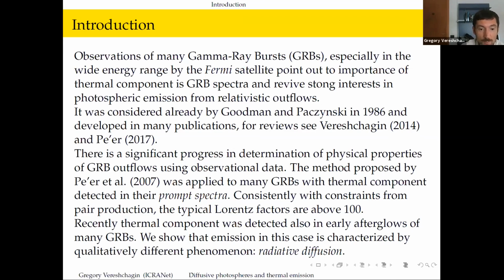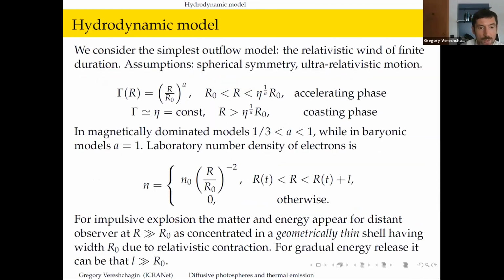So I would like particularly to focus in my talk on radiative diffusion in the photosphere, or actually below the photosphere. And therefore, my talk is not focused on the prompt spectra, on the prompt radiation, but instead on the early afterglow. So let me remind you of the really standard part of the dynamic model.